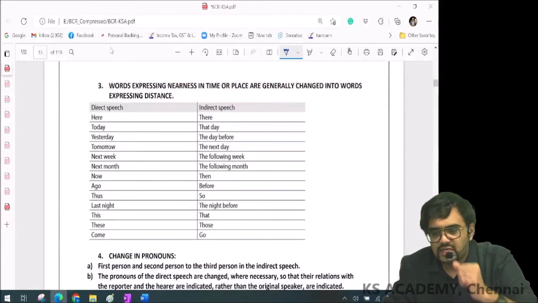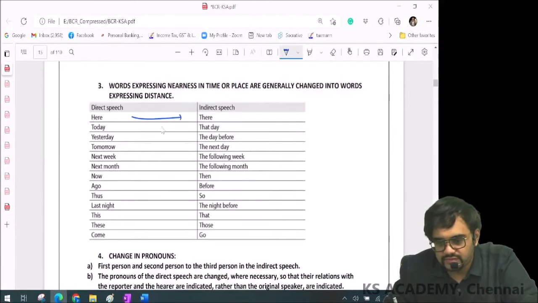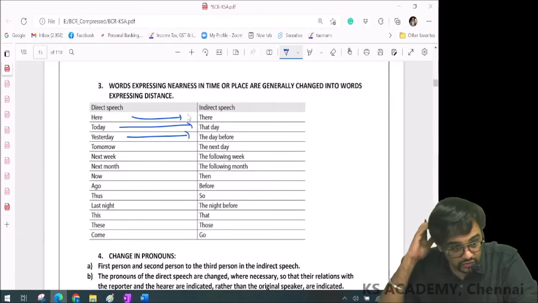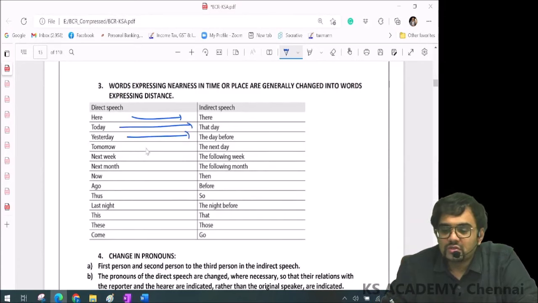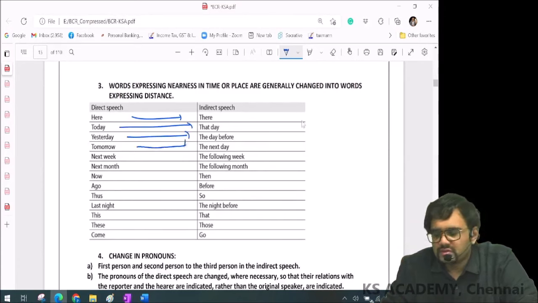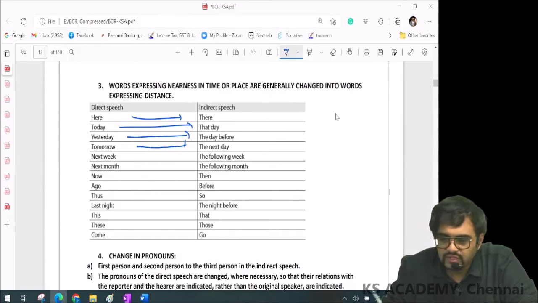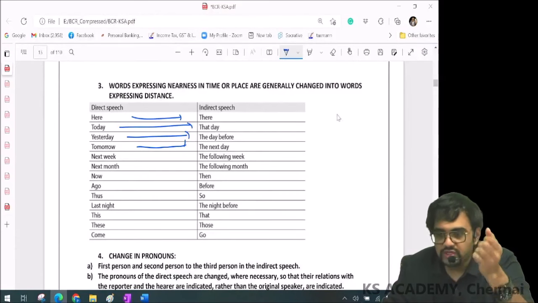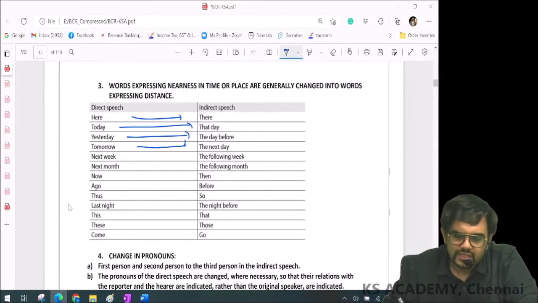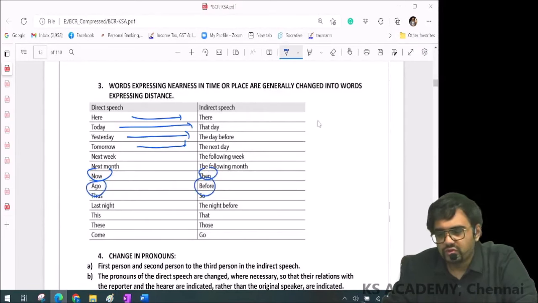He says. Then here will become there. Today will become that day. Yesterday will become the day before. Correct? So what is the day after tomorrow, what will you say? The following day. The next day? Yes. Next week will be the following week. Tomorrow will be the next day. Correct? Then what about now? Now will become then. Ago will become before.